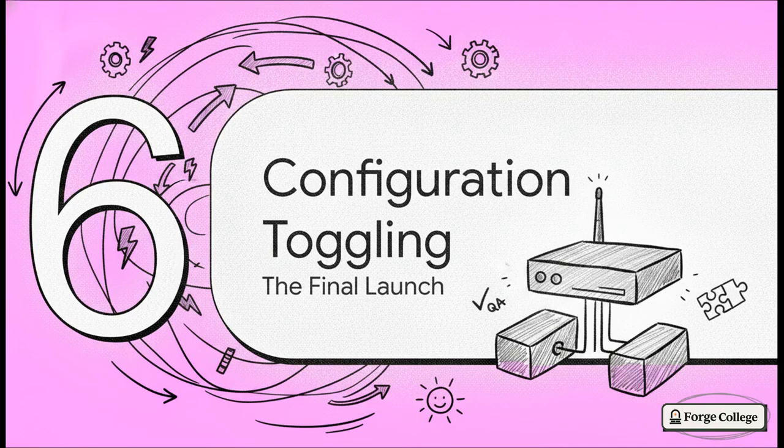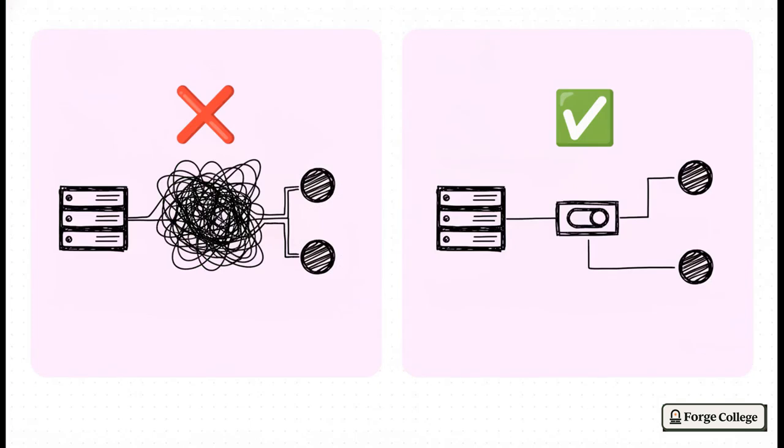Finally, Section 6, Configuration-Driven Provider Toggling, the final launch. So we've passed QA, our adapters are rock solid, and it's time to integrate this back into our core router. This is where all that meticulous planning and standardizing finally pays off. Without our adapter, you have this tangled, hard-coded vendor logic mess with if-else statements scattered everywhere, a total nightmare to maintain.